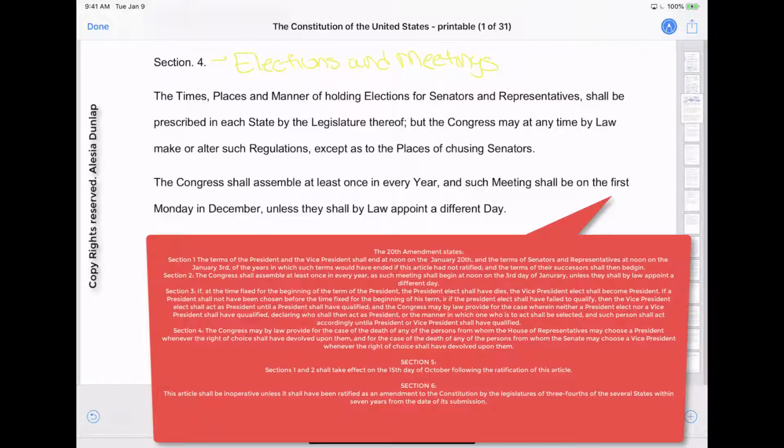And the last portion here, the Congress is required to meet once a year on the first Monday in December, unless Congress passes a law designating a different day. However, this was changed through the ratification of the 20th Amendment.